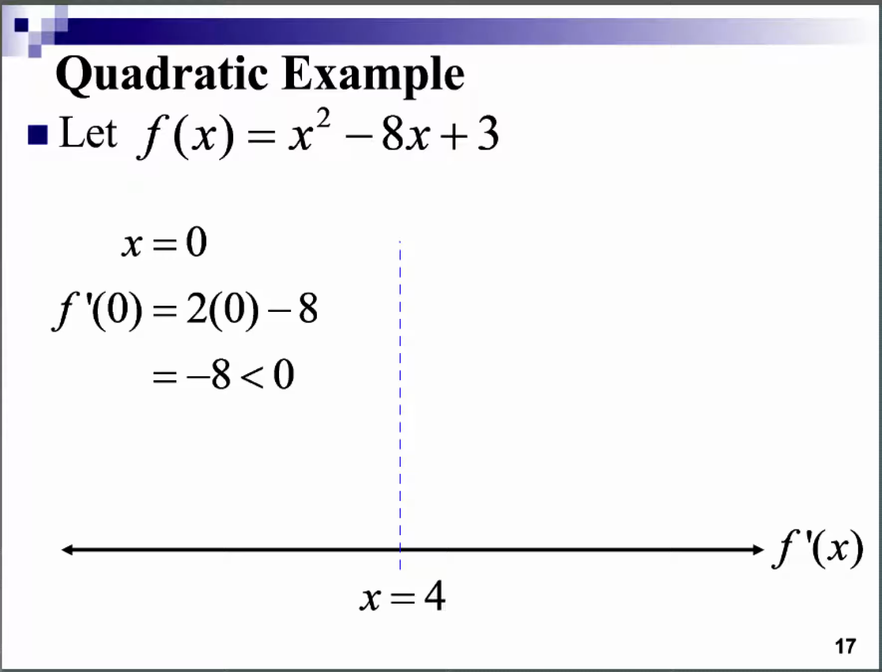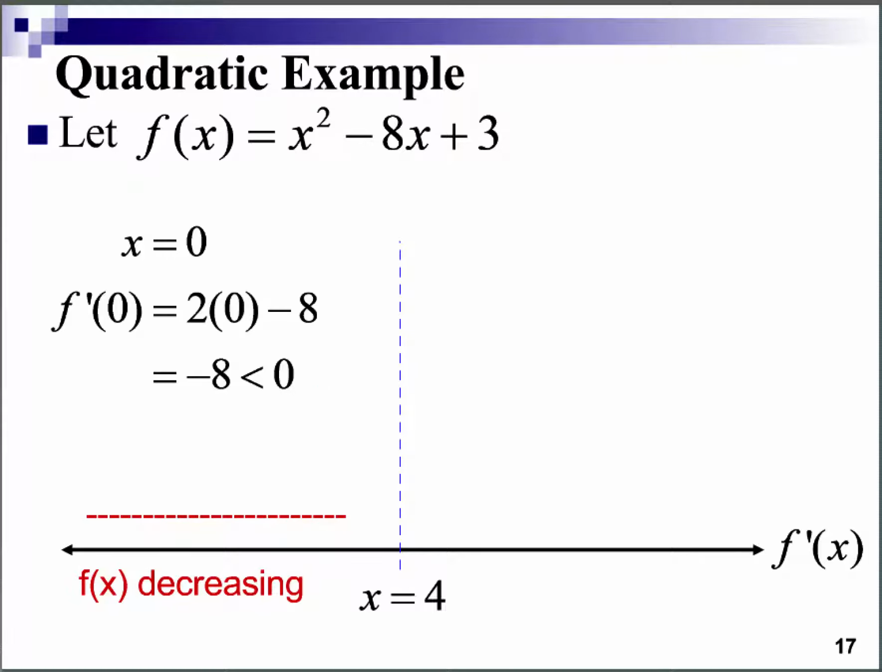So the derivative, remember, is 2x minus 8. So f prime at 0 is 2 times 0 minus 8, which of course is negative 8. So I start by picking x equals 0. I plug it into the derivative, and then I get a final result. And then I take that result and I plot it, so to speak, on the derivative line down below.